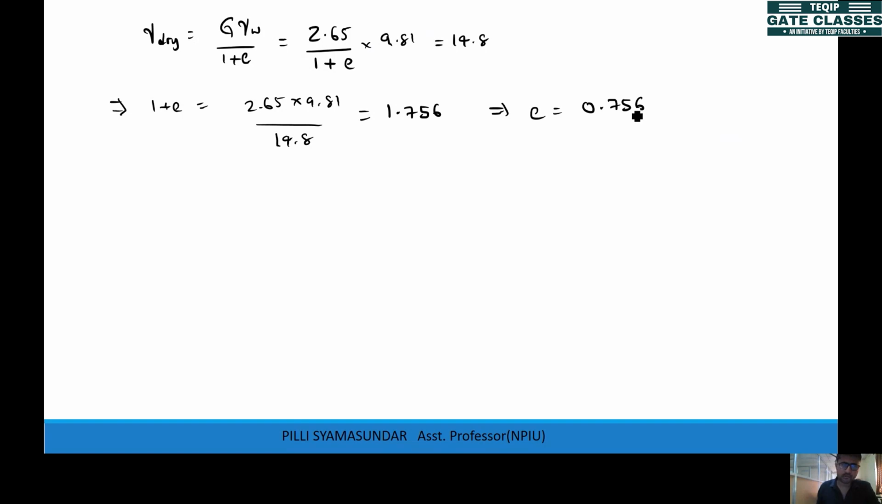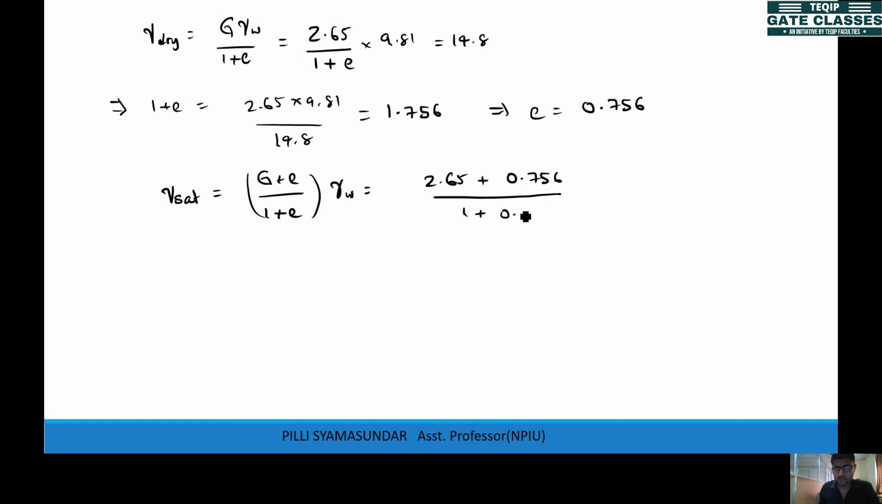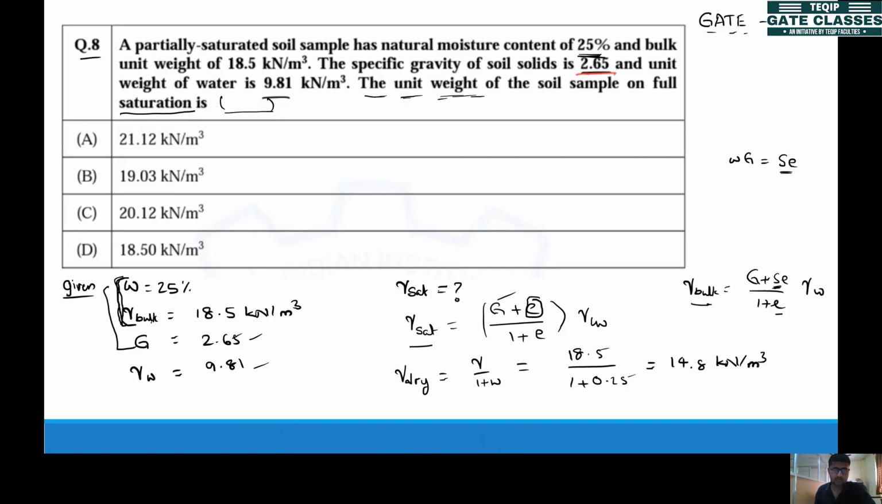0.756. So now you have got your E, so you can find out the saturated unit weight, which is (G plus E) by 1 plus E times unit weight of water. So G is 2.65 plus E is 0.756 by 1 plus 0.756 into gamma W, which is 9.81. So this comes around 19.027. Right, we'll look into the answers. Yeah, this is the answer.